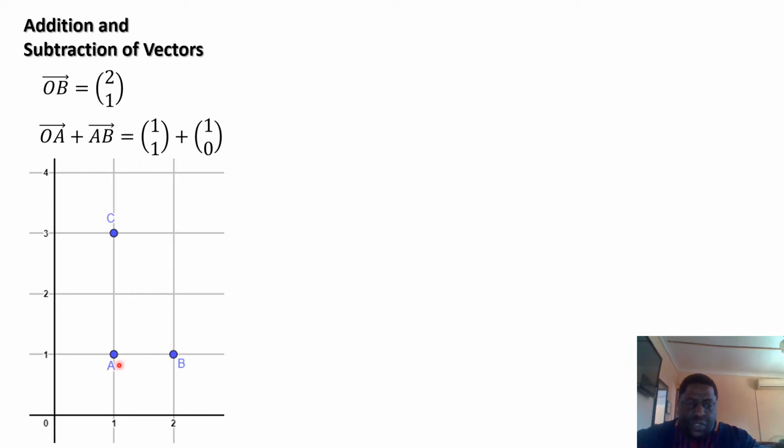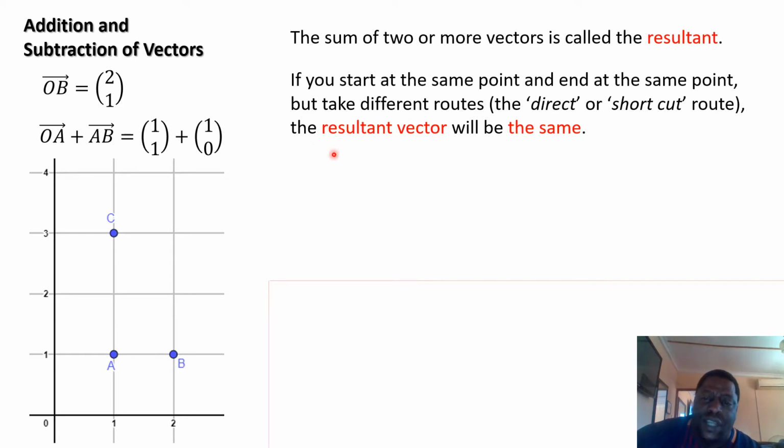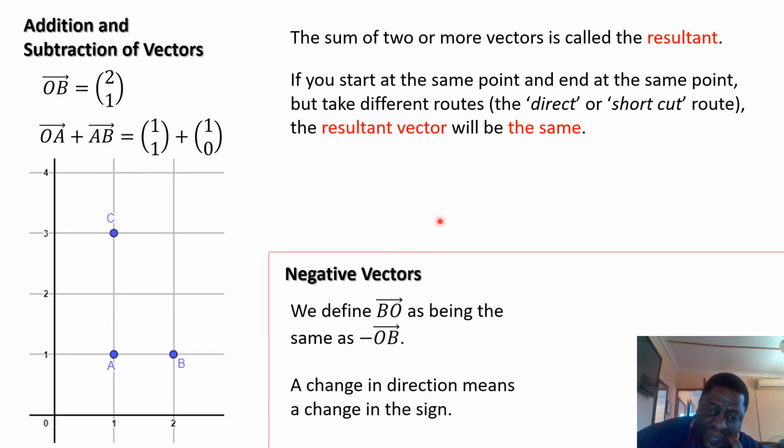AB from A to B. You can see it's just in the X direction and nothing up or down. So you add the elements together, and the answer is called the resultant vector. All right. So you start at the same point, end at the same point, then you get the resultant vector. We define vector BO as being the same as vector OB but with a negative in front of it in order for us to be able to determine.